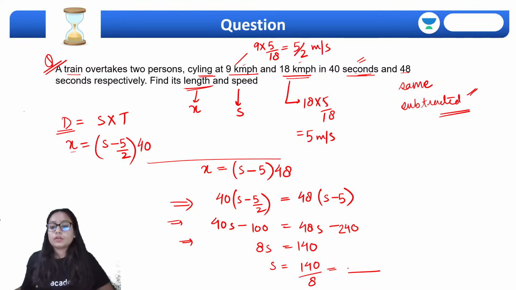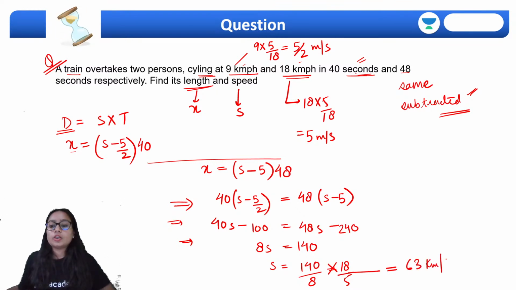Okay, but this speed will be in meter per second. So let us convert it into kilometer per hour. For that I need to multiply the speed by 18 by 5. Please solve this and tell me. You will get 63 kilometer per hour as the speed. Hence the speed is 63 kilometer per hour.